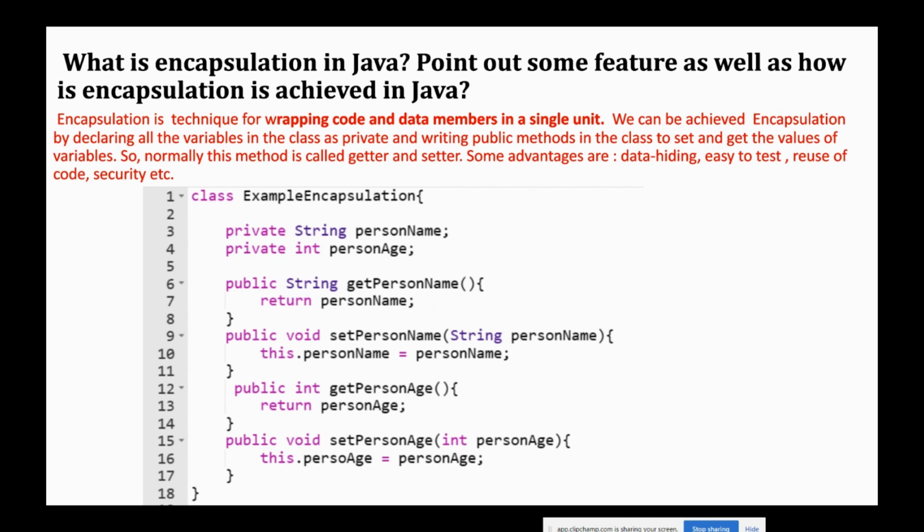How is this achieved? This is achieved by creating private fields and accessing the private fields using getter and setter methods. You can see in the example: public class example encapsulation, private string person name, private int person age. Now we are using a getter and setter to set the values. These two fields will be completely hidden from other classes. So it's hiding, also called wrapping code into one single unit.